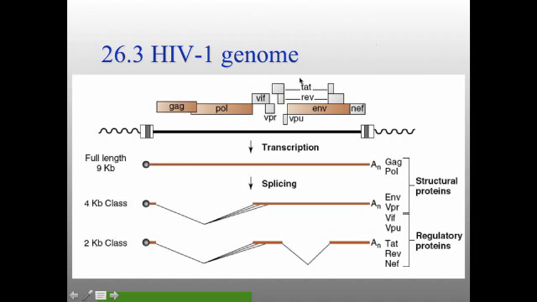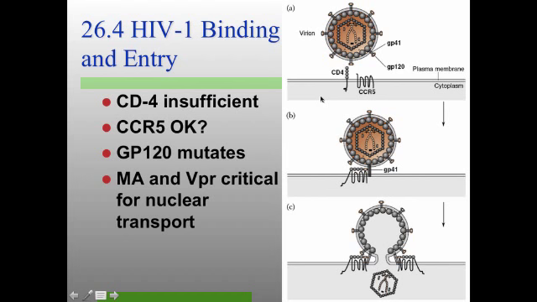TAT and REV are the ones that are best understood in how they work. TAT and REV are important for transcription and for nuclear export. VIF, VPR, and VPU are proteins which are much more important for the pathogenesis process. So, TAT and REV are way more interesting than these other ones here. How do you get HIV inside the cell?